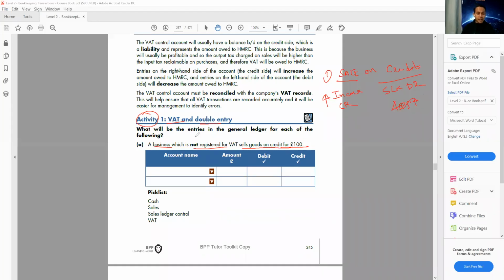The business is not registered for VAT, so you don't have to worry about VAT. So you just say sales ledger control, the amount is £100, that is debit, and sales is income, that is £100, that is credit. This one we already did before, but just quickly review, because we have to do some tricky questions. We need to make sure we still remember the debit and credit.